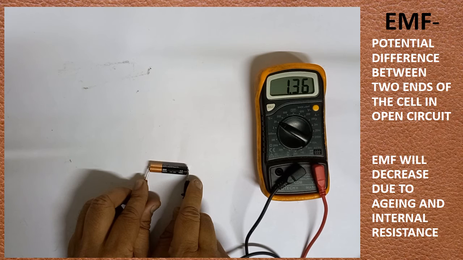The supply of electrons, the flow of electric current, everything depends on the EMF. If EMF is more, the current flow will be more. If EMF is less, the current flow will be very less. Understood? So the EMF of the last cell is how much? 1.36. Okay, thank you.